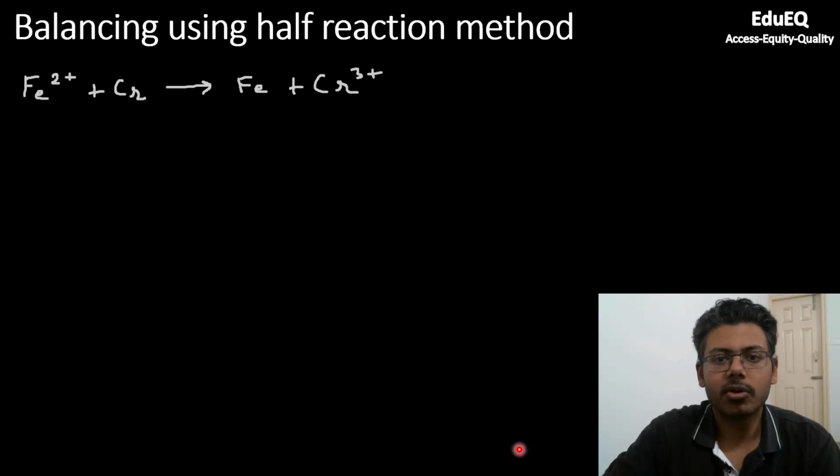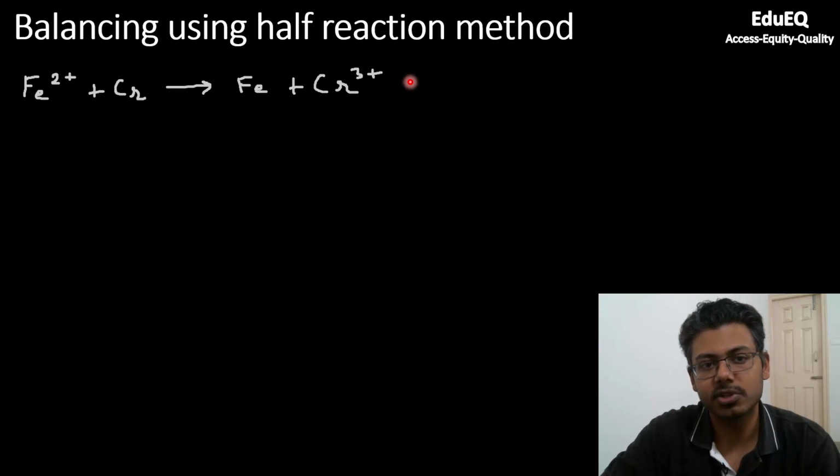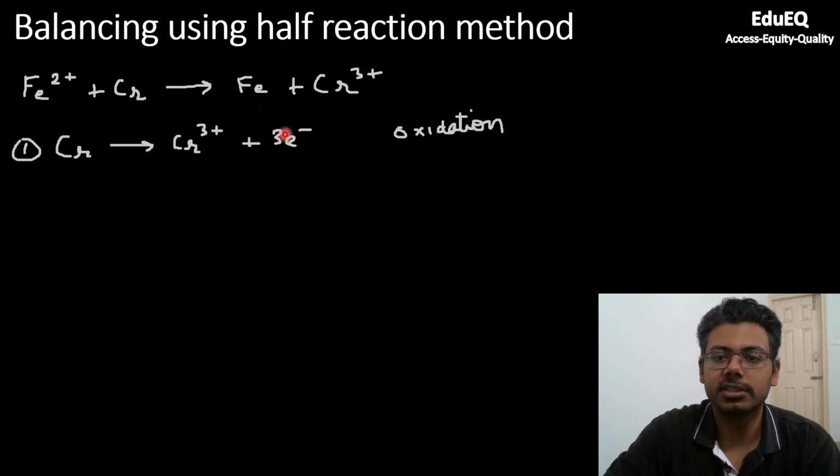Now coming to second method, which is balancing using half reaction method. This is for complex redox reactions which you cannot simply balance by visualization. We will use this half reaction method here. So you see here we try to split the reaction. Half reaction means we try to split it into two reactions, into oxidation and reduction.